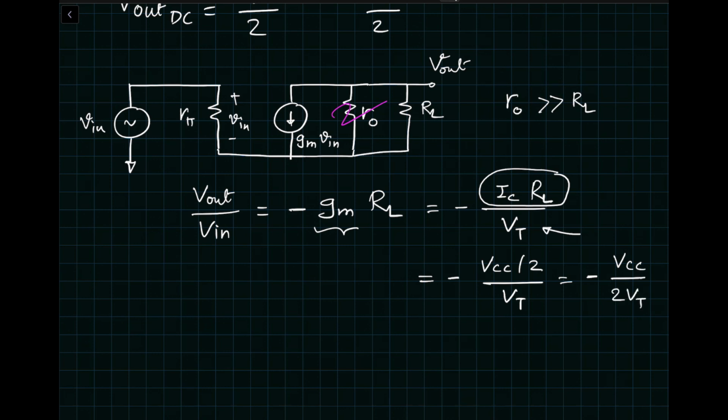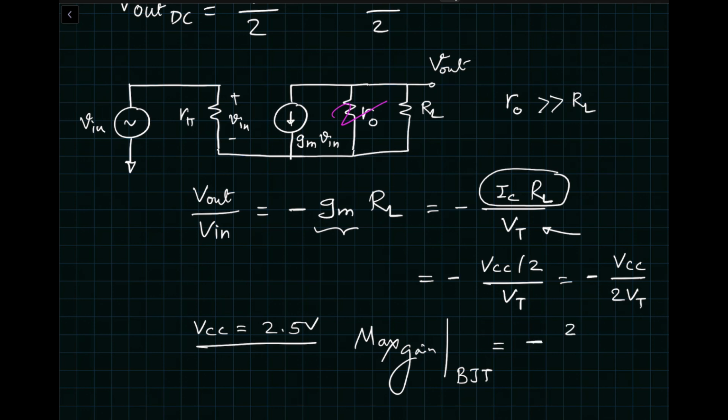Equal to minus VCC divided by 2Vt. So let's say if we have VCC equal to 2.5 volts, then the maximum gain from the BJT is equal to minus 2.5 divided by 2 times 26 millivolts, which is going to come out to be approximately minus 50 if we assume this to be 25 millivolts. Okay, so this is the maximum gain we can get out of a circuit using a bipolar transistor. Again, we are looking at ballpark numbers, and it depends on the supply voltage.